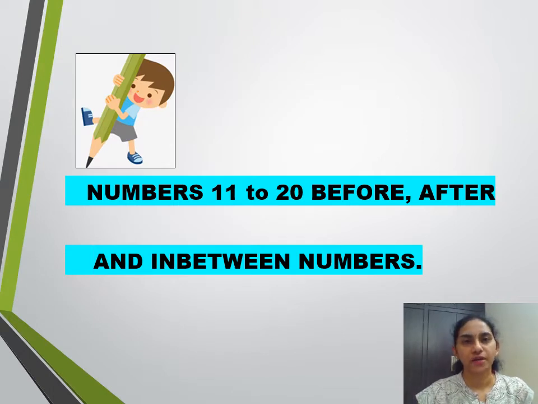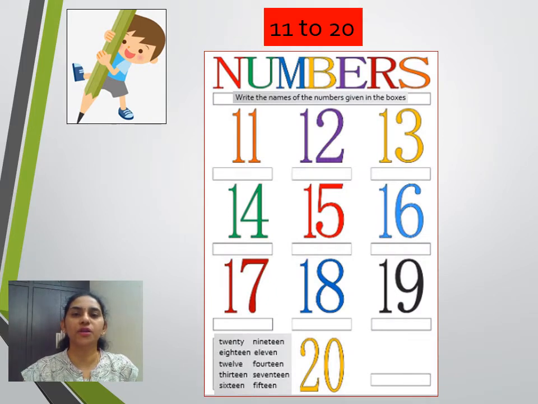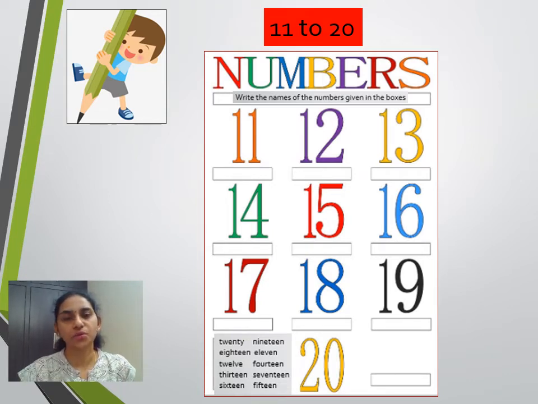Children, before starting our class, please carry a pencil, an eraser and your math textbook. Now here we have 11 to 20 numbers and also their number names. For a quick recap, we will just look into the number names.